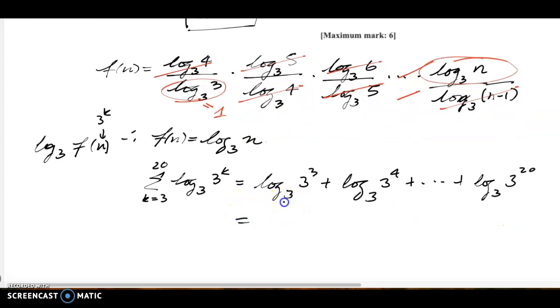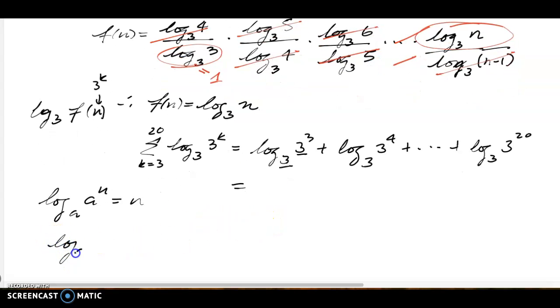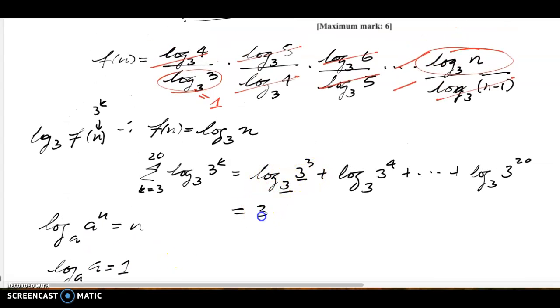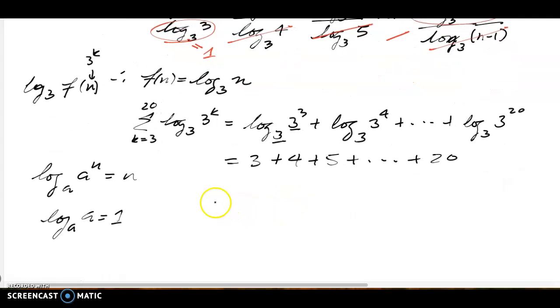Well, look at that. Base and argument are the same. Well, what's the rule? The rule is this: log base a of a to the n is just n, because it's the power rule. And if the argument and the base are the same, it's 1, right? So that means we got 3 plus 4 plus 5 plus dot, dot, dot, plus 20. It's just the sum of that. That's it.